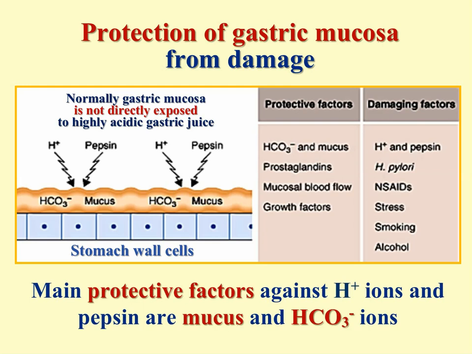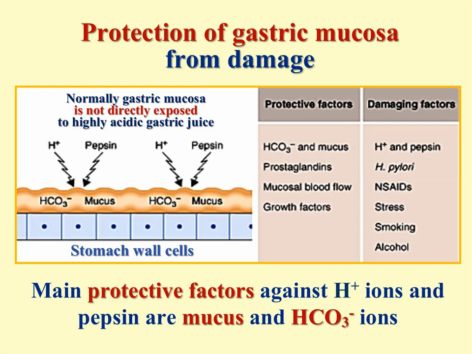Specifically, you should pay attention to prostaglandins. There are some types of prostaglandins that are responsible for protection. And also you can understand why among damaging factors we have the abbreviation NSAID, non-steroid anti-inflammatory drugs. Of course, among damaging factors you can see stress, smoking, alcohol, presence of Helicobacter pylori, and of course the H+ ions themselves can be damaging, with pepsin.